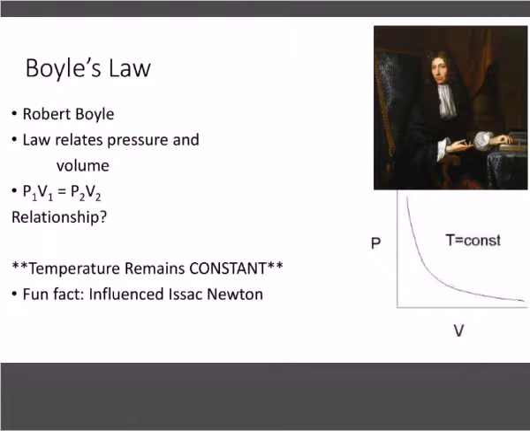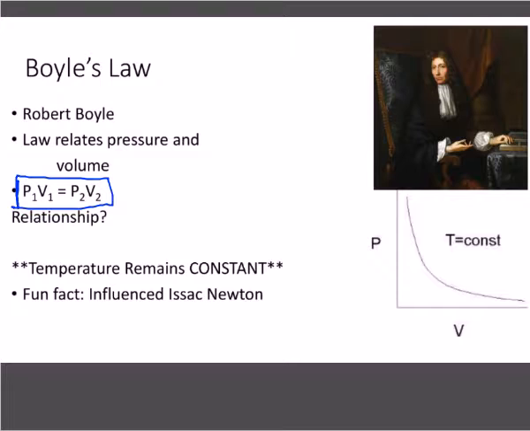This is a picture of Robert Boyle. He was the one who developed this. This is the law, guys, that relates pressure and volume. So our formula for that is P1V1 equals P2V2. If you take a look at that, P1V1 equals P2V2, what type of relationship? That's the idea we want to think about within all of these. What's the relationship between pressure and volume?